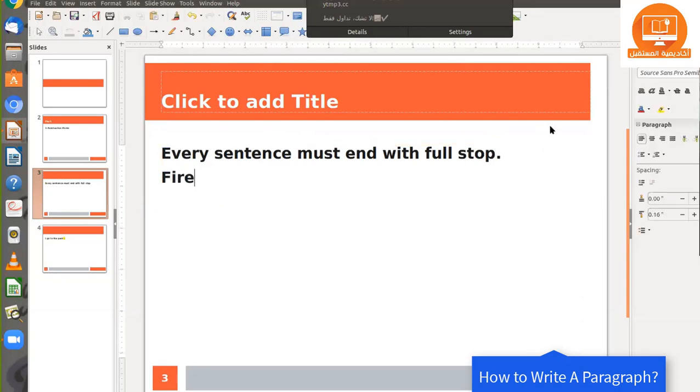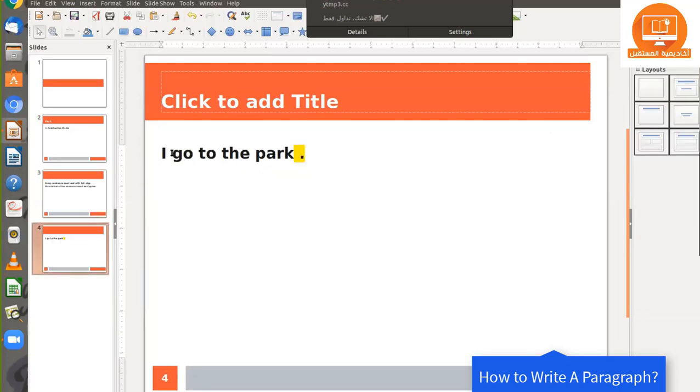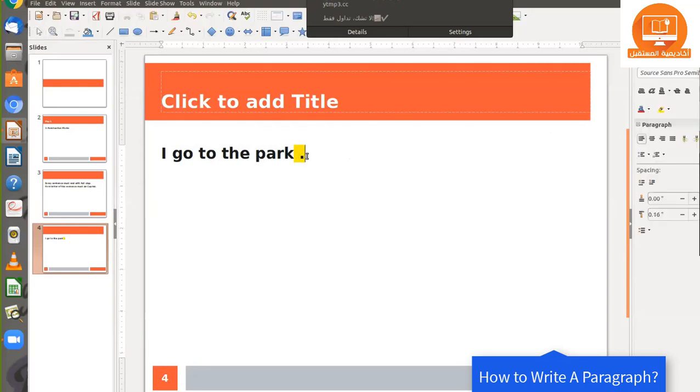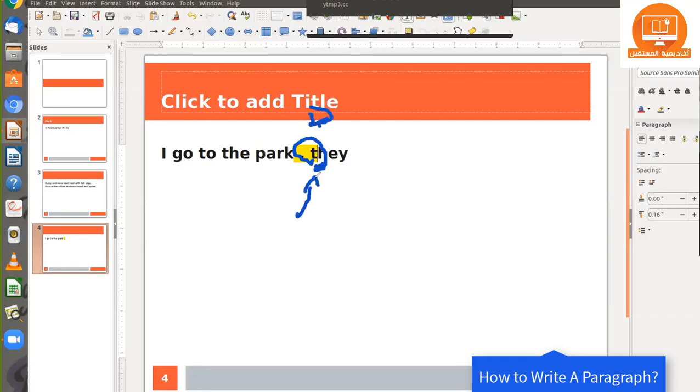The first letter of the sentence must be capital. The first letter of the sentence must be what? Must be capital. For example, this is I capital. Here I will write They. Okay, can you see? The first letter is capital. Can I write they like this with a small letter? No, no, of course not. It must be capital.